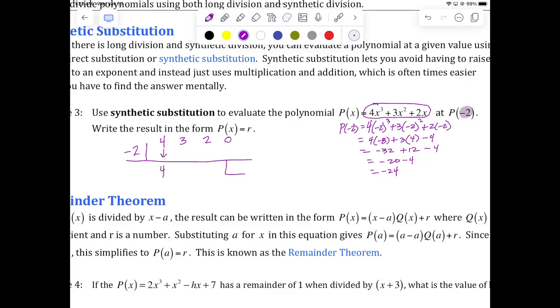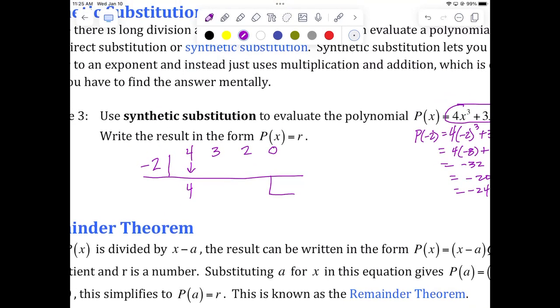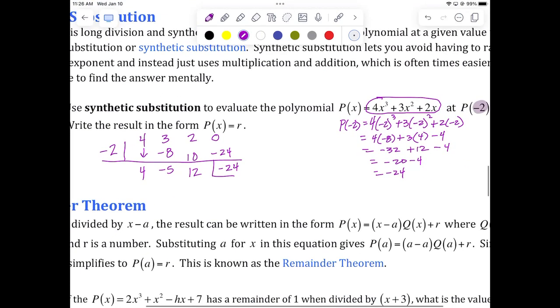Yeah. And let's see what happens here. I bring down the 4, that primes the pump, and then we multiply. What's 4 times -2? -8. I multiply, and I slide it up. Then I add. What's 3 minus 8? -5. What's -2 times -5? 10. What's 10 plus 2? 12. What's -2 times 12? -24. What's -24 plus 0? -24. Hot diggity donut.